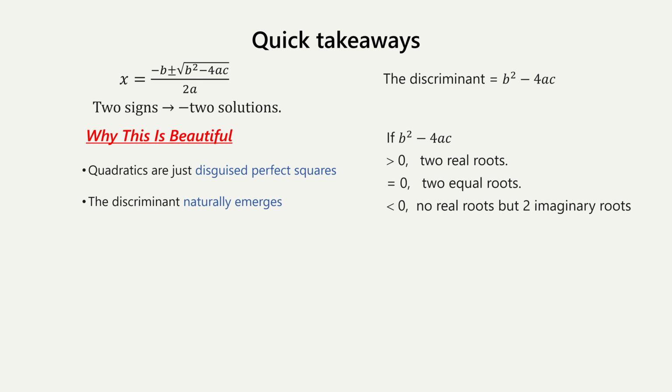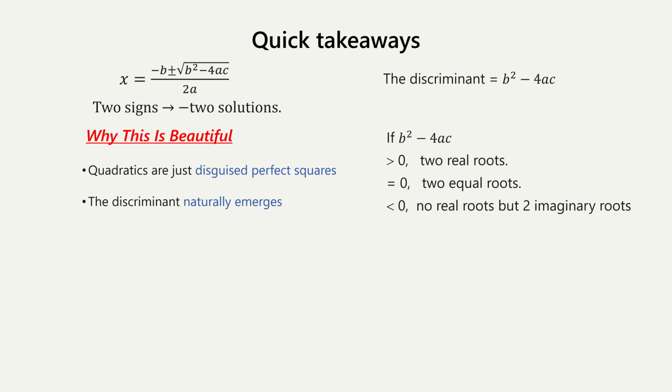The discriminant b squared minus 4ac appears naturally. Why does b squared minus 4ac decide everything? Because in the quadratic formula, b squared minus 4ac is inside the square root. It is a decider of the nature of roots. So we call it the discriminant. The discriminant is literally the heart of the quadratic formula.